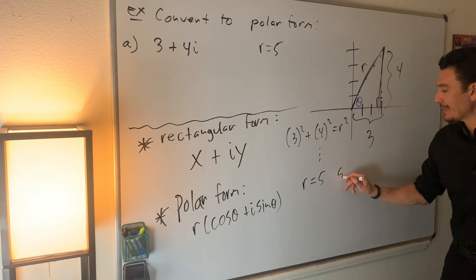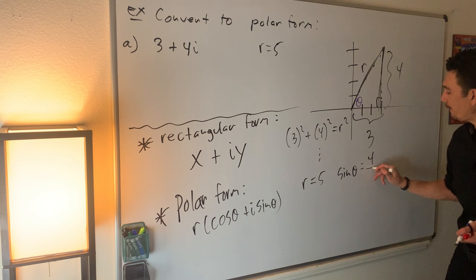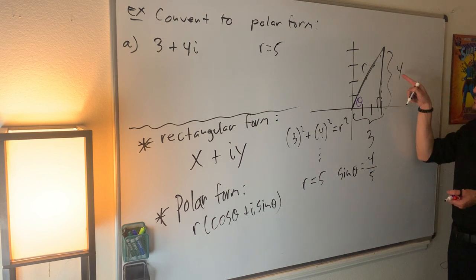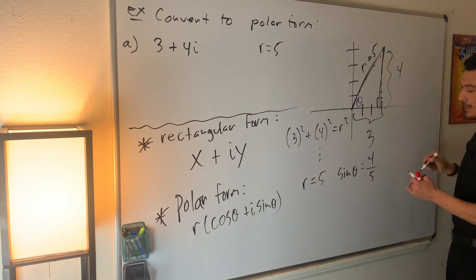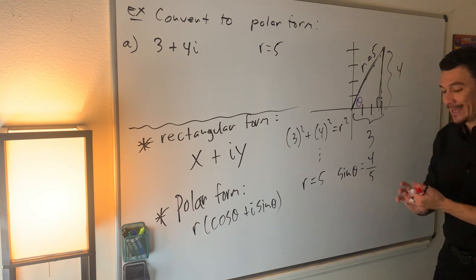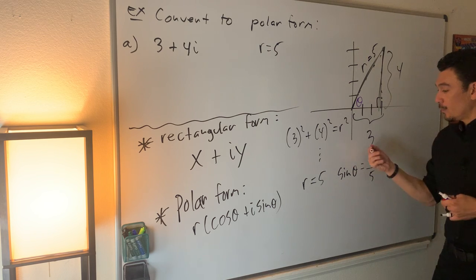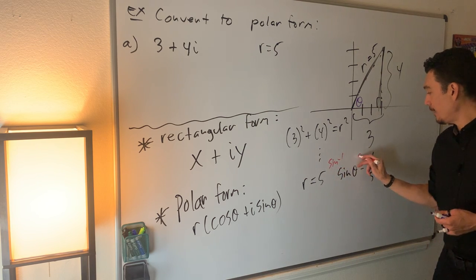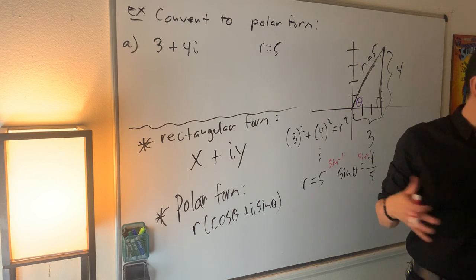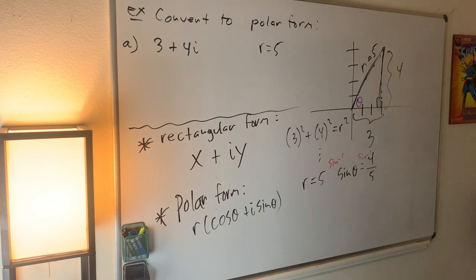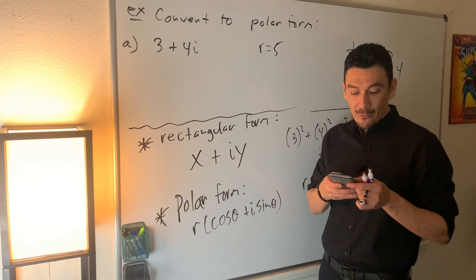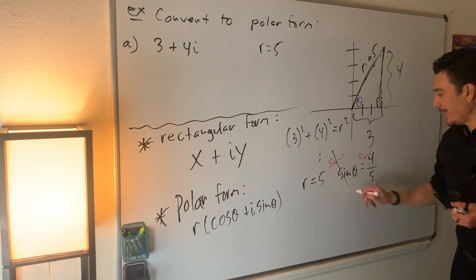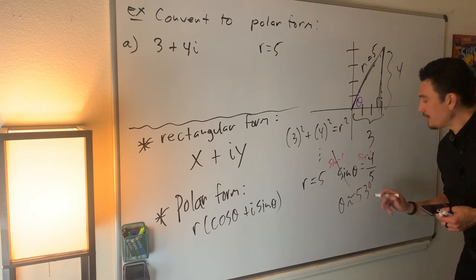We know that sine of theta would be 4 over 5, because sine is opposite over hypotenuse. Then take the sine inverse. That's how we get theta alone. We go sine inverse of the left, sine inverse of the right. Let me grab my calculator. Make sure you're in degrees. Sine inverse, and I get about 53 degrees. So these cancel, and theta is about 53 degrees.